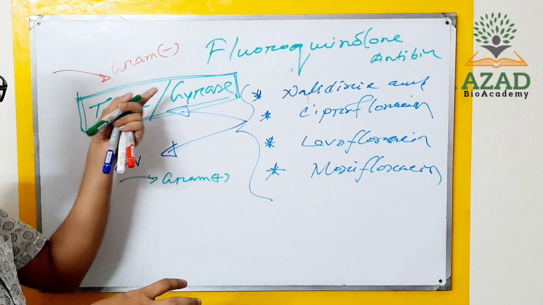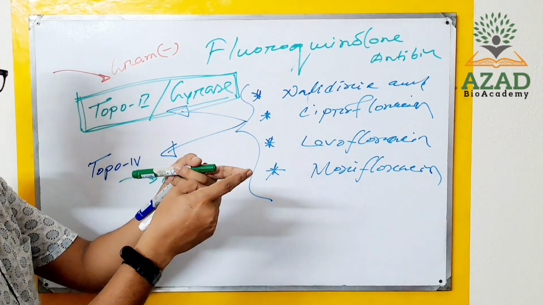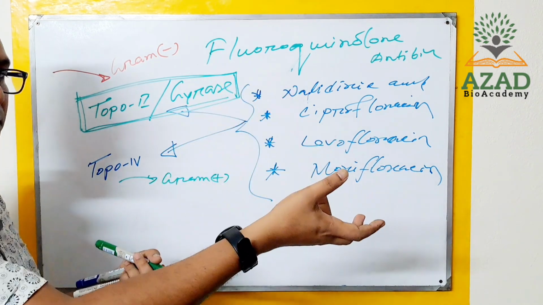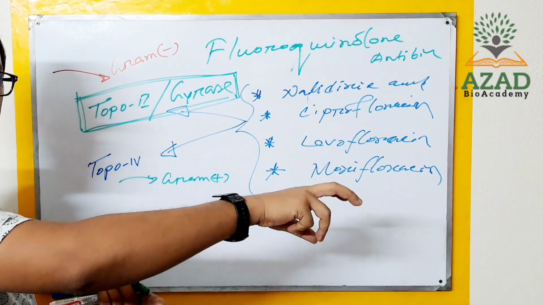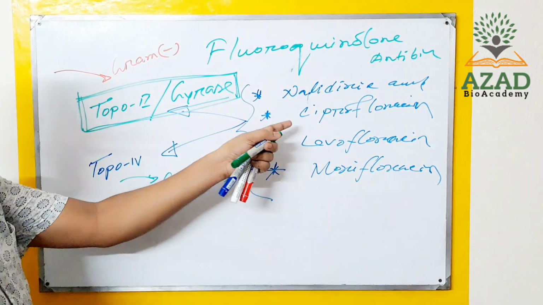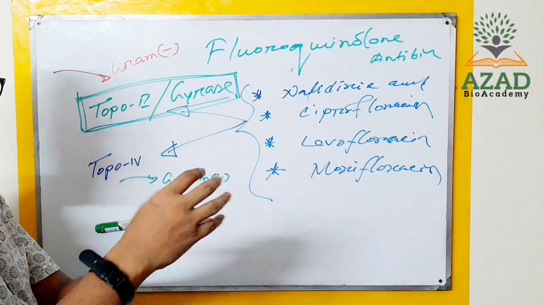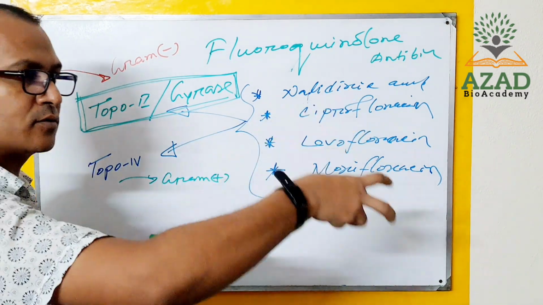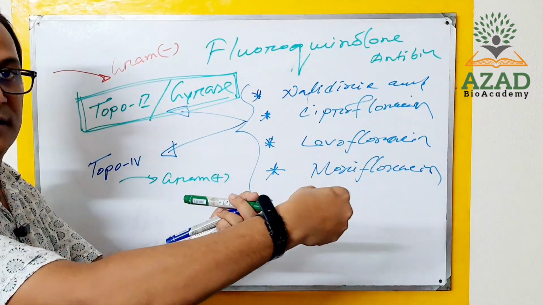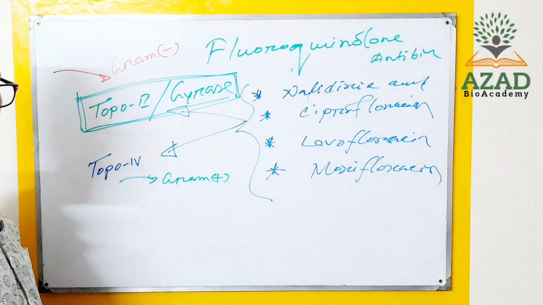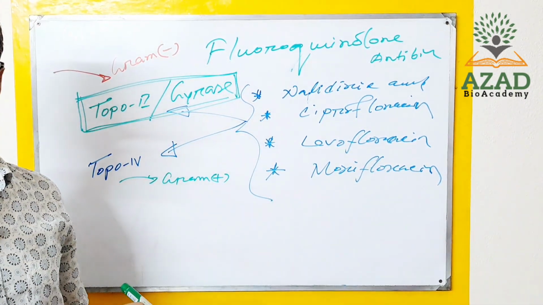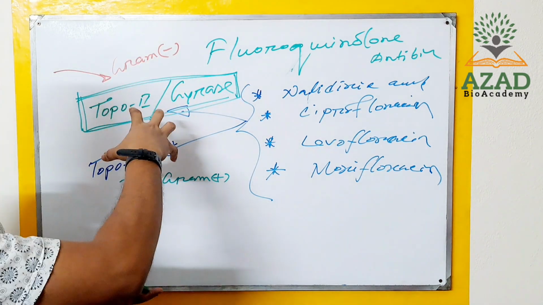If topoisomerase 2 functions more, then what will happen? It will more actively convert the positive supercoil to negative supercoil. Okay, but if you apply the antibiotics and they work on topoisomerase 2, then your positive supercoil will never become negative supercoil, and will never resolve the problem. That means the tangle, the knot, the tension or compactness of the DNA will never be resolved.